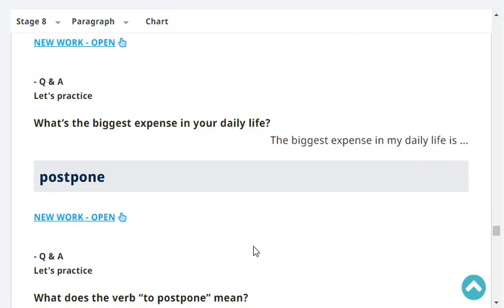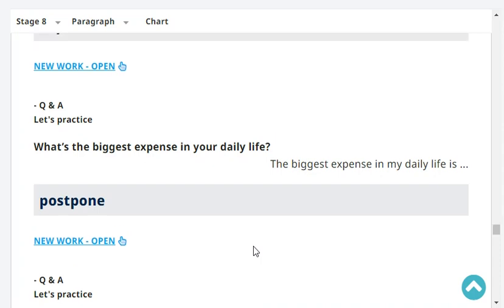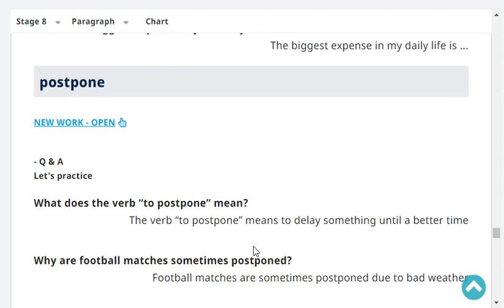What's the biggest expense in your daily life? The biggest expense in my daily life is... food. Transportation, food, internet. Let's say food. Very good.